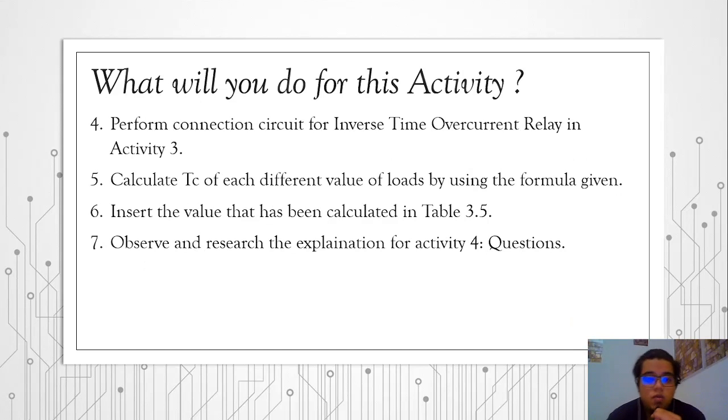After that, we perform the connection circuit for the inverse time over current relay in activity 3. Then we calculate TC for each different value of load by using the formula given. After that, we insert the calculated values in table 3.5. And finally, we observe and research the explanation for activity 4, which is a question.